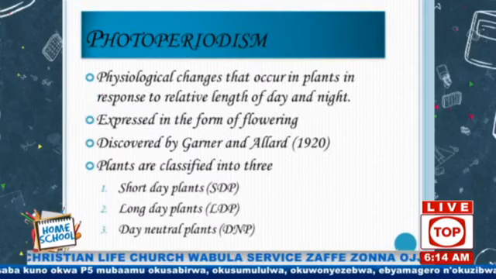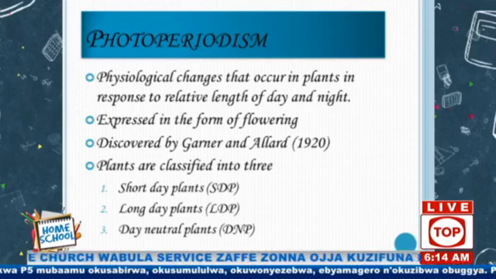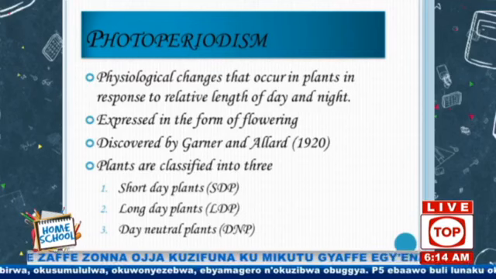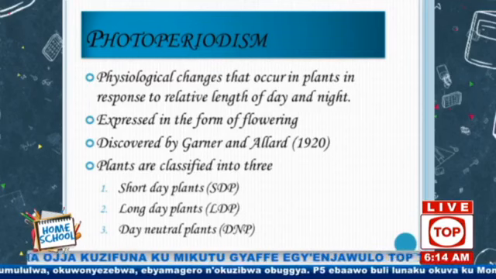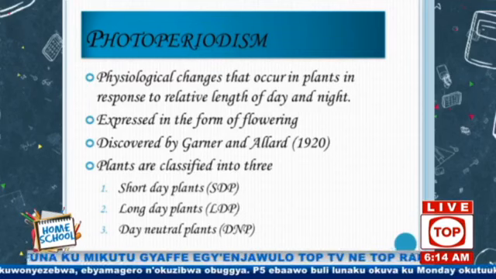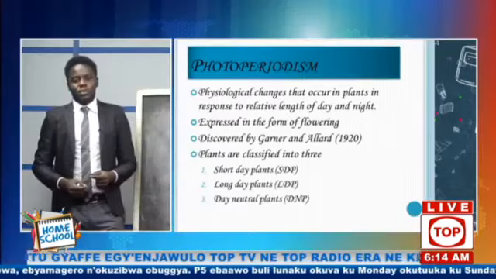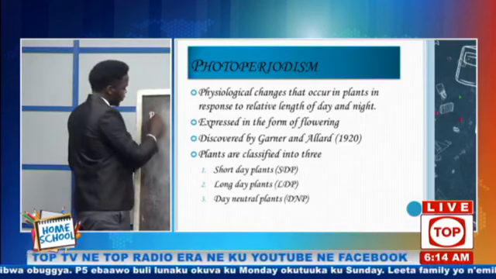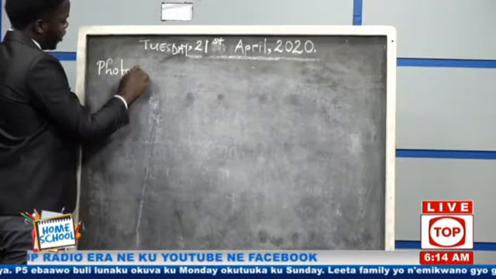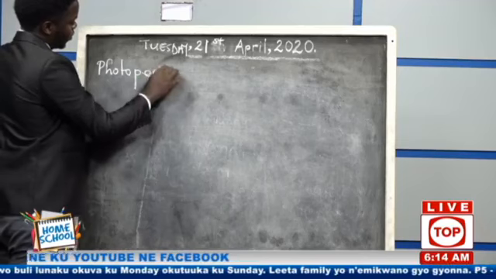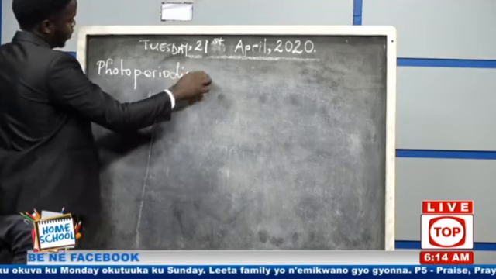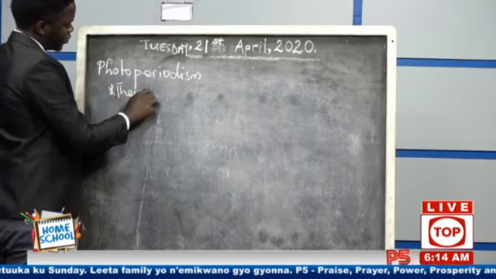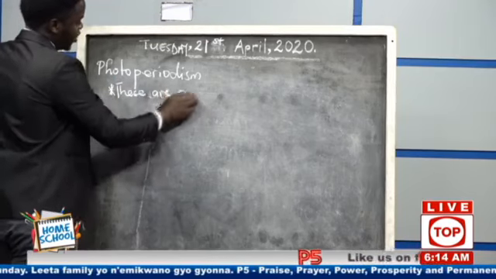Photoperiodism, yes, we are saying these are physiological changes that occur in plants in response to relative length of day and night. Plants respond, I said yesterday that plants respond to the time of the day by responding to light. So we are looking at photoperiodism. So we are saying these are physiological changes. Let me say these are changes in plants.